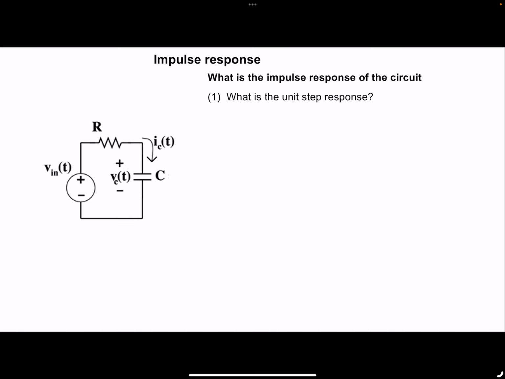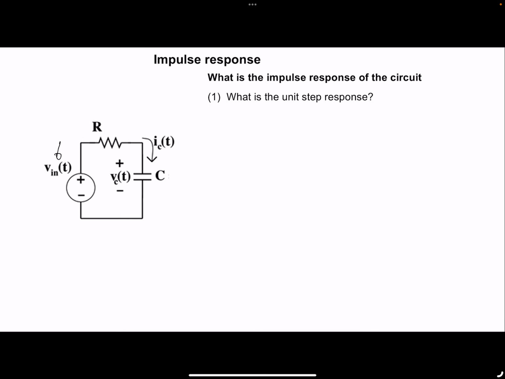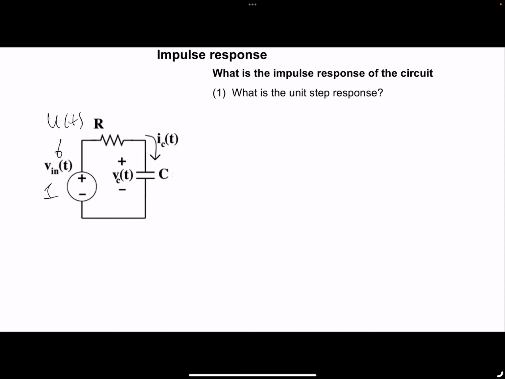Let's forget about this. So how do we find the unit step response for this circuit? What do we assume Vin is? Well, we assume it's a unit step function, so we basically assume that it's going to be 1 for t greater than 0, 0 otherwise. So we get that Vc of 0 is 0. Whenever we find the unit step response, remember the initial conditions will always be 0, because we assume that the circuit has been connected to no source for all time less than 0.